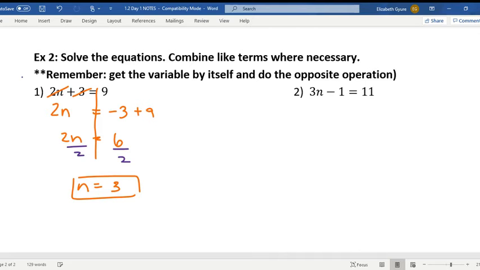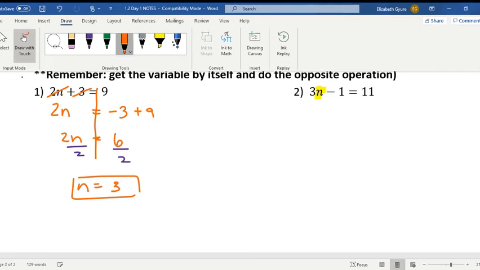So number 2, then, let me show you just our traditional strategy, right? We use opposite operations. So we have 3n. Jaden, please stop pounding on your desk. We have 3n minus 1 equals 11. So I want to get my variable all by itself, right? Okay. So that means I got to get rid of the 3. I got to get rid of the -1. Asia. Correct, right? The opposite of subtracting.